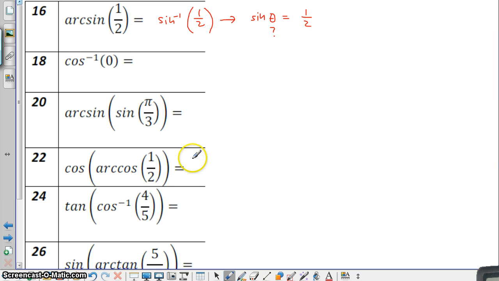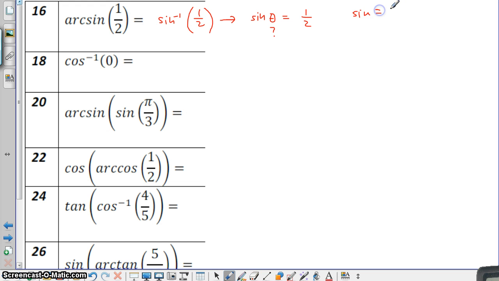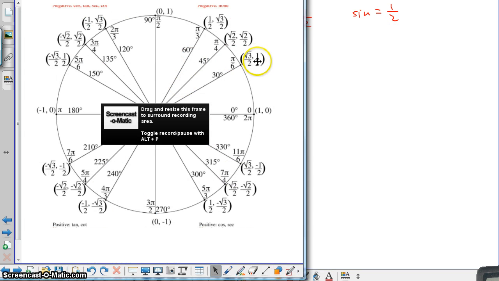So basically, if I'm looking at the unit circle, 1/2 is a common value for sine. So that would be my unit circle out. When does sine equal 1/2? That's going to happen in two places. Sine is 1/2 here and here.